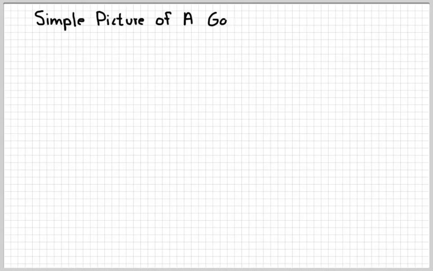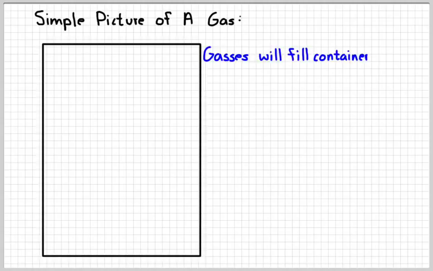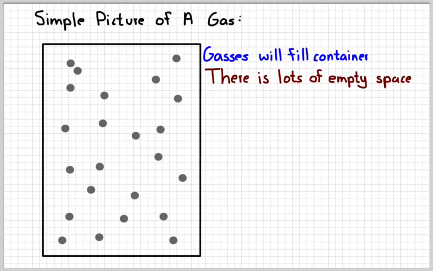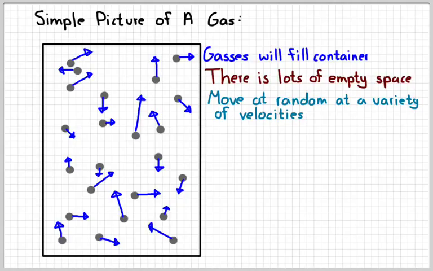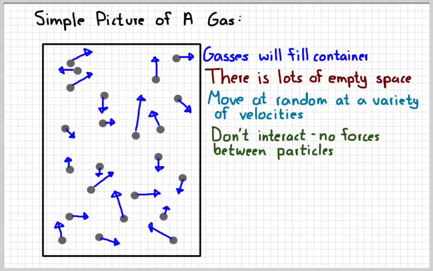So here's a real simple picture of what a gas would look like to help us understand. Here's a container. Remember, gases are going to fill their container. There's lots of empty space. There are all the particles, and they're moving at random. Notice a few things about those arrows. There's a variety of different speeds. They're going a variety of directions, and there's no real order to the direction that they're moving. They're not all going one direction. They're going in all directions at once.